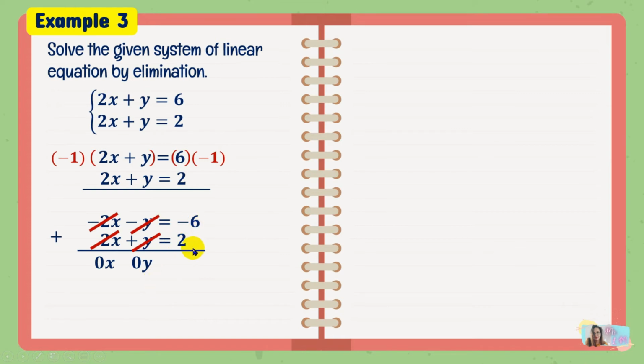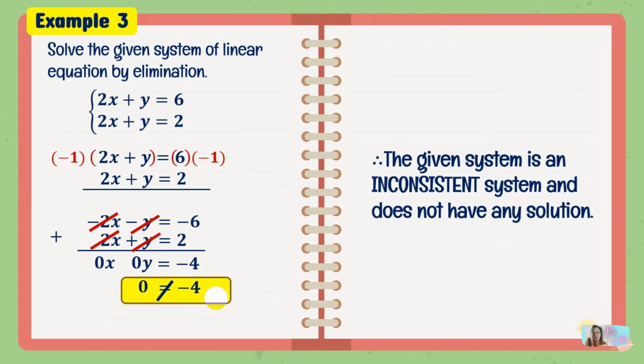Then, negative 6 plus 2, that's negative 4. And ang magiging result natin is 0 not equal to negative 4. And kung natatandaan nyo po, kapag 0 and then meron tayong value dito sa constant, ang atin pong system ay meron tayong inconsistent system. And dahil inconsistent system siya, wala po siyang solution.